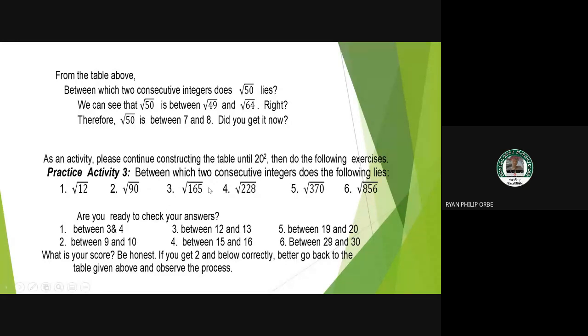169. So 169 and 144. Tama? So the square root of 144 is 12. The square root of 169 is 13.